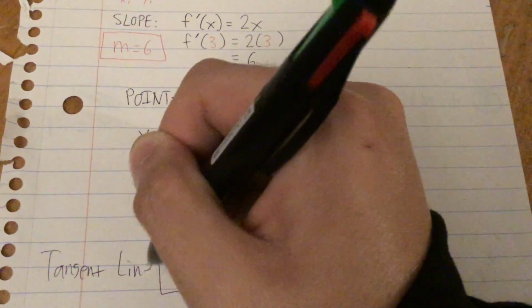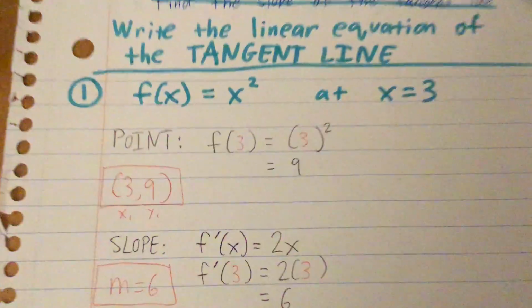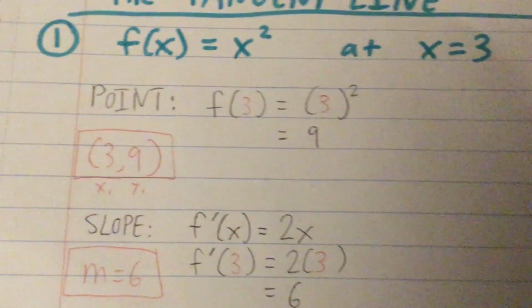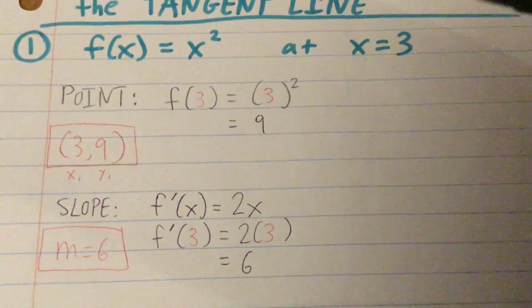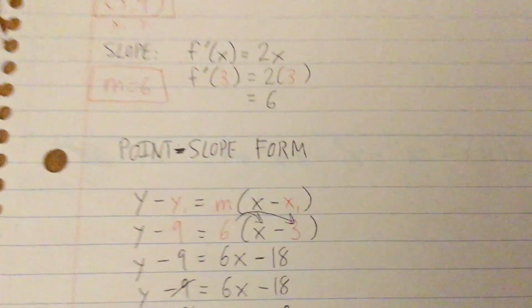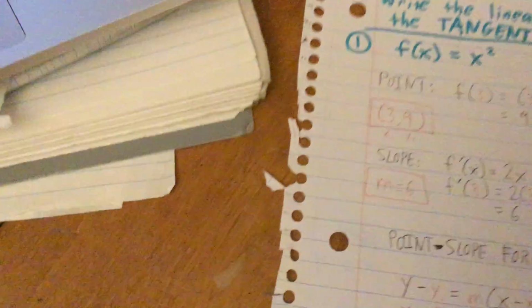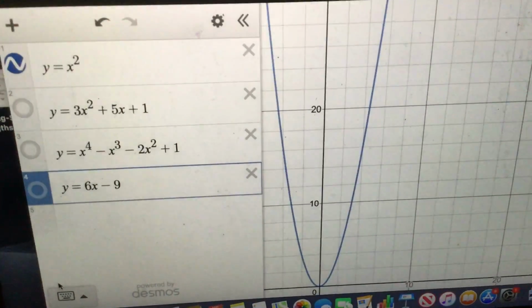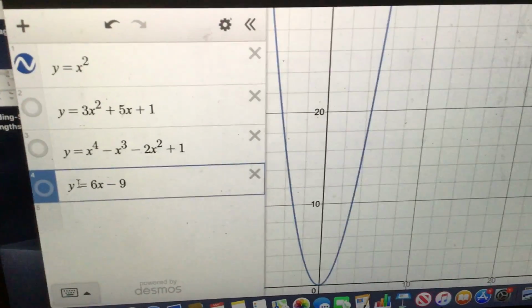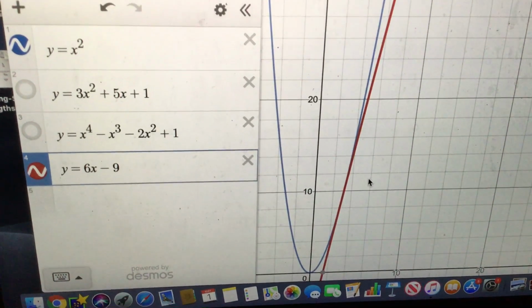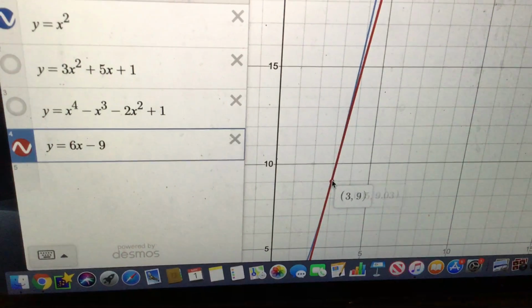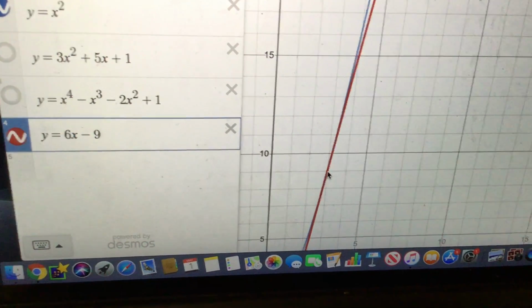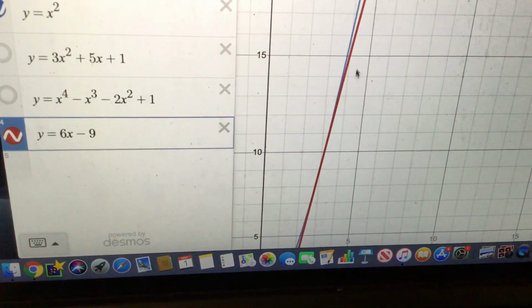And just to see it in action, y equals x squared is a parabola. x equals 3 is the point that I care about. Where is the tangent line at x equals 3? So I'm going to pull up Desmos. x squared is the blue graph, and y equals 6x minus 9, even though it's kind of blurred together. I'm going to touch x equals 3, 9 in the direction of where it's going.